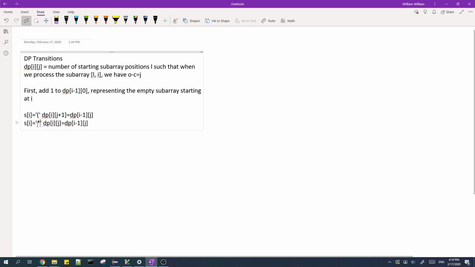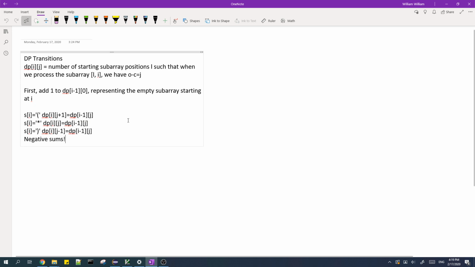If the new character is an asterisk, then the sum doesn't change at all. So the new row of dp will be the same as the old row. And if the new character is a closing parenthesis, then the sum will decrease by 1. So we go from j to j minus 1.